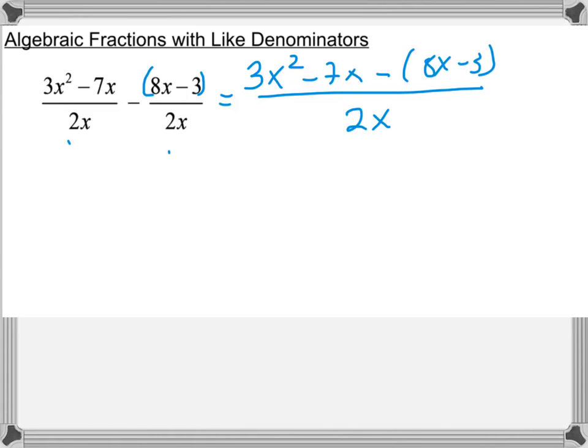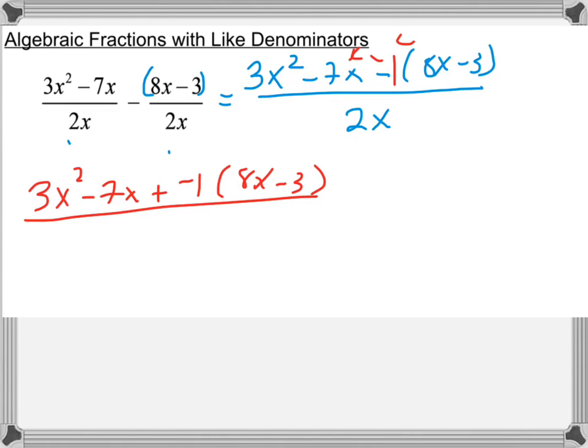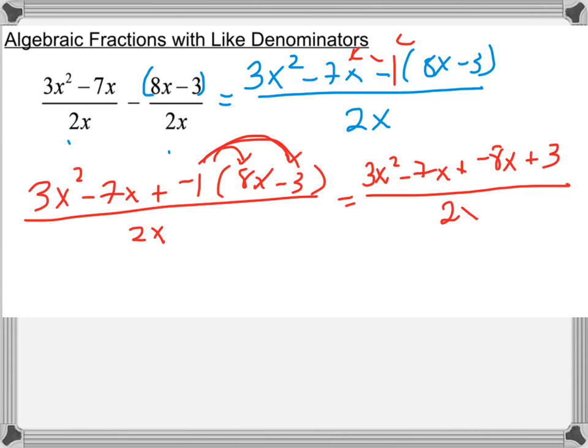Okay. Now there's a protocol for subtracting binomials. That protocol is adding a 1 in front, doing KCC. So we have 3x squared minus 7x plus -1 times 8x minus 3 over 2x, and then distributing. Okay, so we have 3x squared minus 7x plus -8x and that's plus 3, because negative 1 times negative 3 is positive 3, all over 2x.